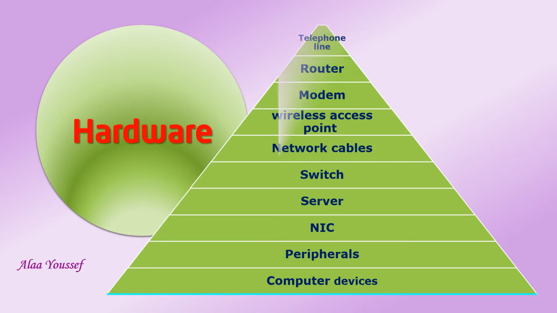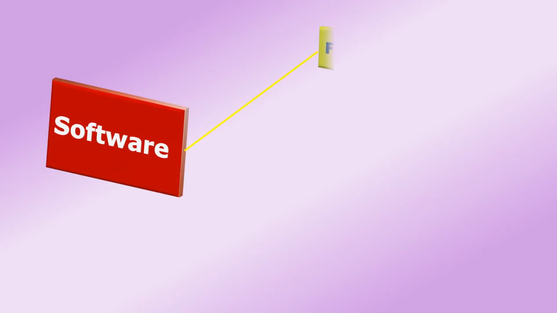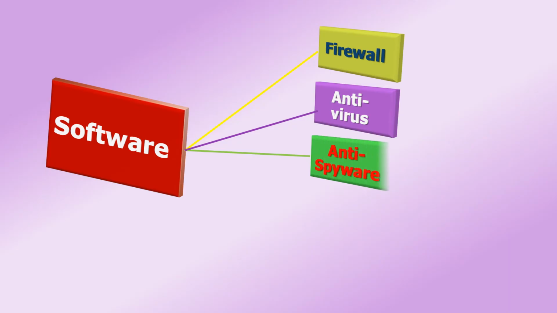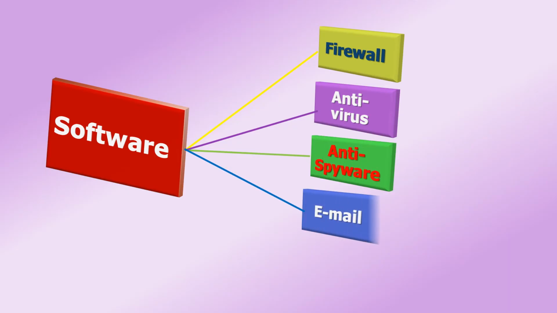Software. A firewall is required to protect your network from hackers. Antivirus and anti-spyware are required to protect your system and data files from malware. An email account is used to send and receive electronic mail. A web browser to access web pages.